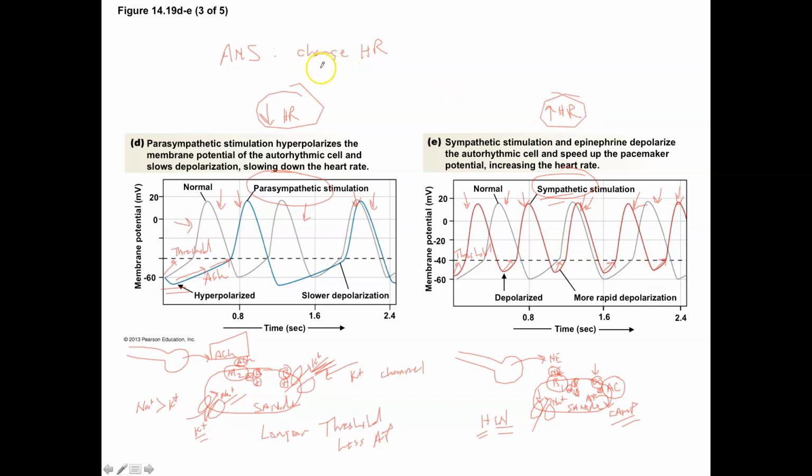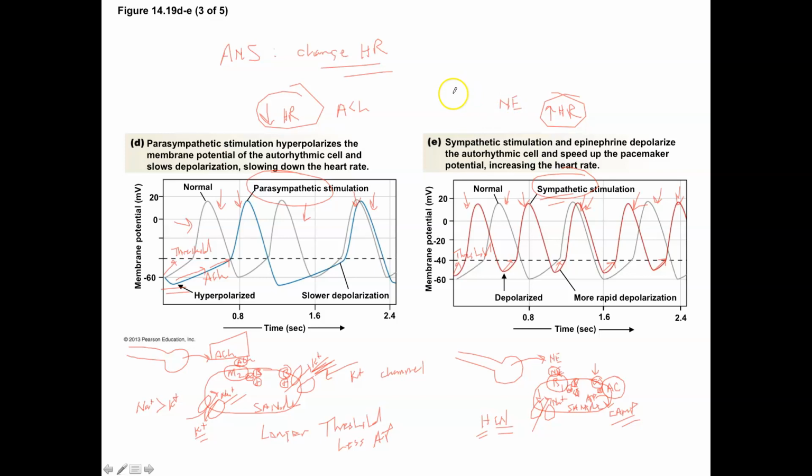And so the autonomic nervous system changes heart rate by either slowing down the pacemaker potential or speeding up the pacemaker potential. The autorhythmic cells can send signals across the heart without the influence of the nervous system, but you can change the pacemaker potential through the autonomic nervous system by simply using acetylcholine to decrease heart rate or norepinephrine to increase heart rate.